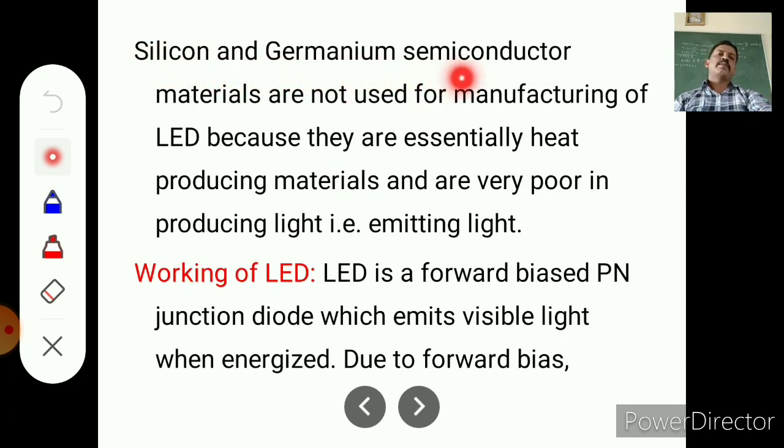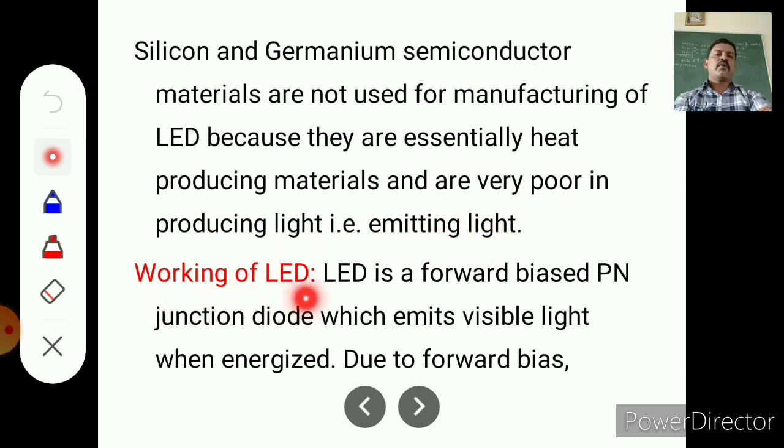Silicon and germanium semiconductor materials are not used for manufacturing LEDs because they are essentially heat producing materials. So for LED light we cannot use silicon and germanium, because they are heat producing materials and cannot produce light. But gallium arsenide, gallium arsenide phosphide and similar materials are light producing materials, therefore they are used. Silicon and germanium are very poor at emitting light.